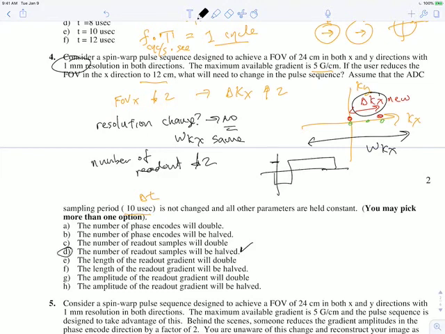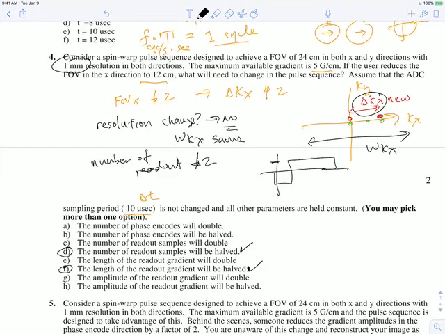And then what about the length of the readout gradient? Delta t is the same, right? But I've reduced the number of samples by 2, so therefore the length should also go down. So this is also correct.